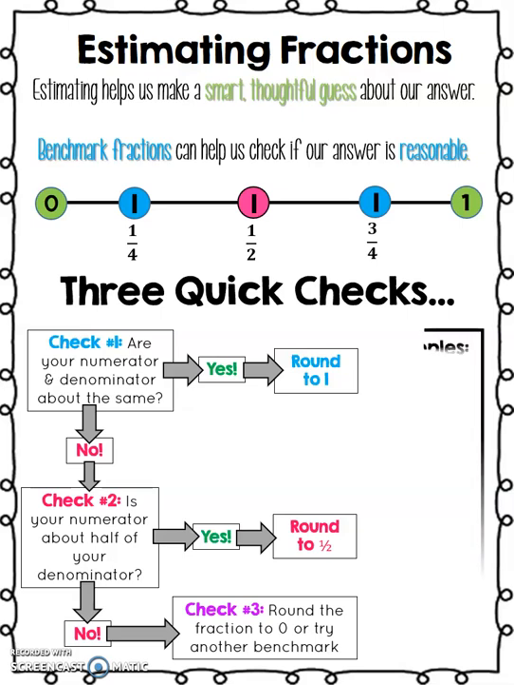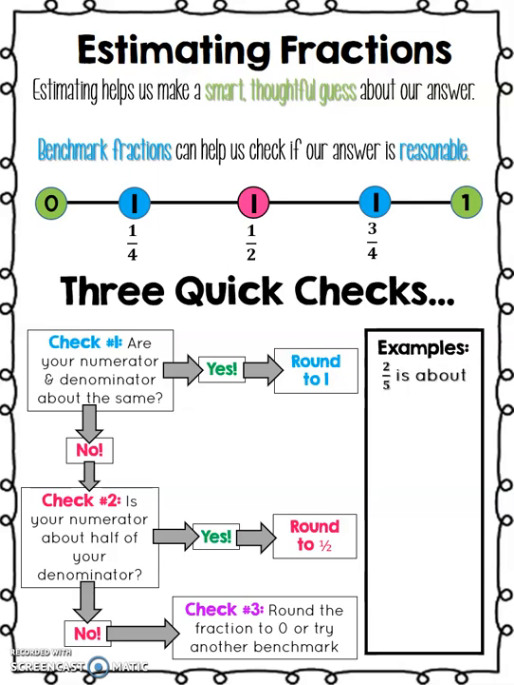So let's take a look at a couple examples, because this is always more helpful to look at with actual fractions. Let's say I have the fraction 2/5, and I want to see what 2/5 is pretty close to. I'll go through those 3 quick checks. So the first check is, are my numerator and my denominator about the same? Well, big picture, 2 and 5 are not really that close together. 2 doesn't almost fill up an entire circle split into 5 pieces. So I would say the answer to check number 1 is no.